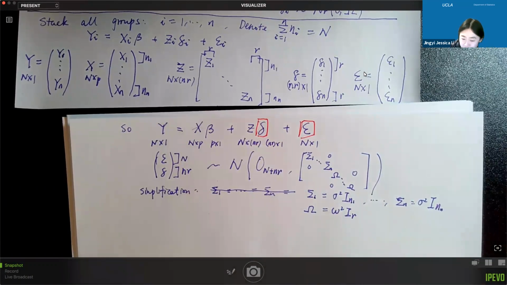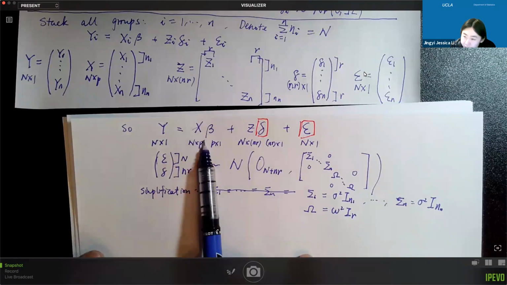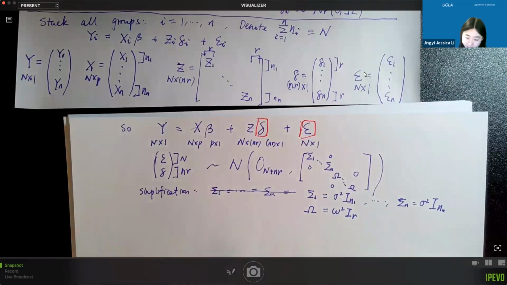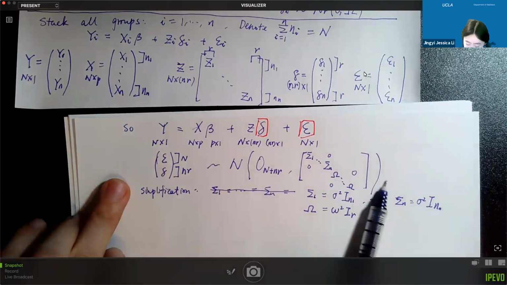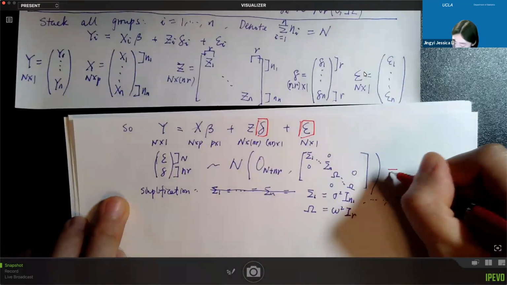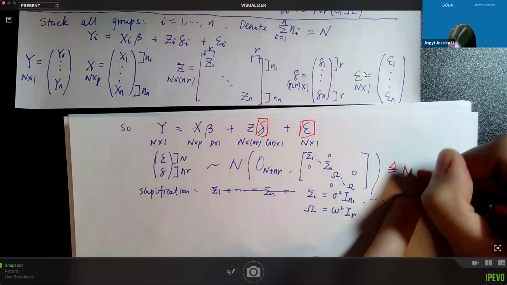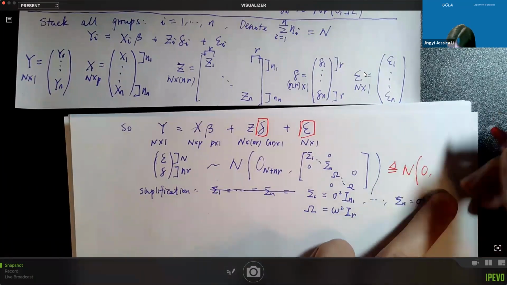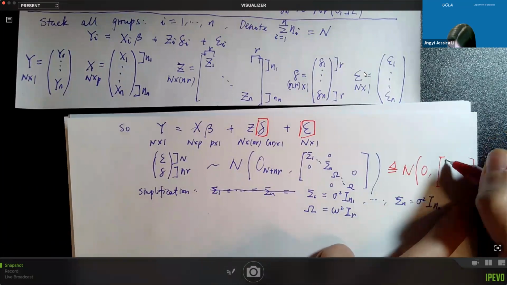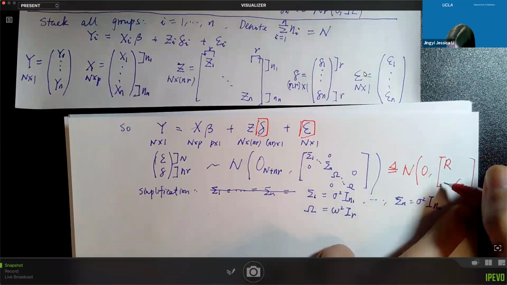That can greatly reduce my number of parameters. And then what else? The only parameter I'm interested in is beta, p by 1, the usual parameter we're interested in. Okay, so just to simplify this notation a little bit, in the later discussion, we are going to denote this as a normal distribution, zero mean, and for the covariance structure, we just denote it as R and G, 0 and 0 here.